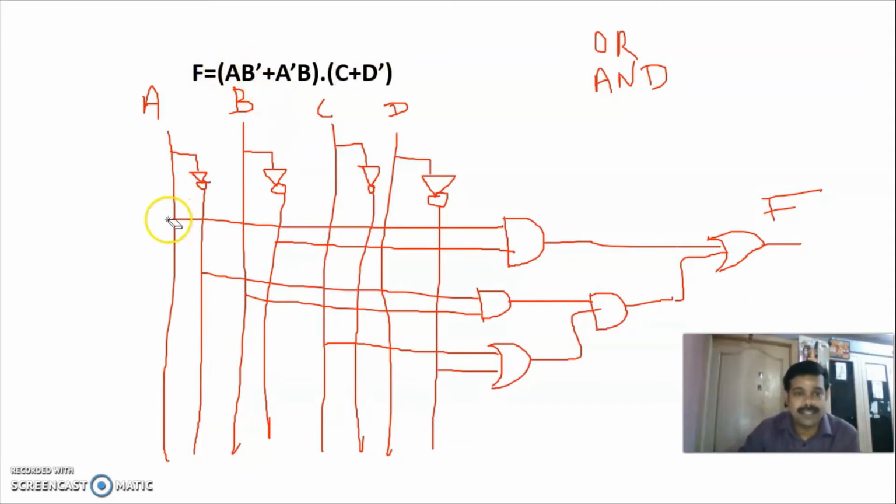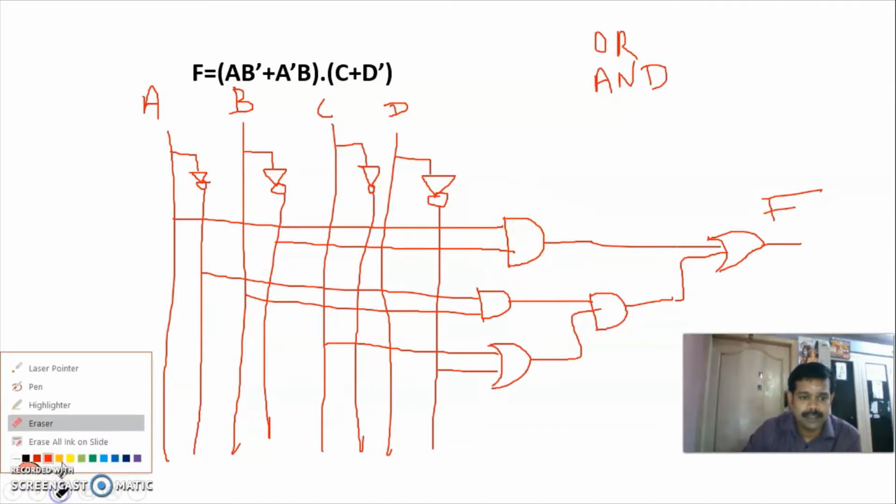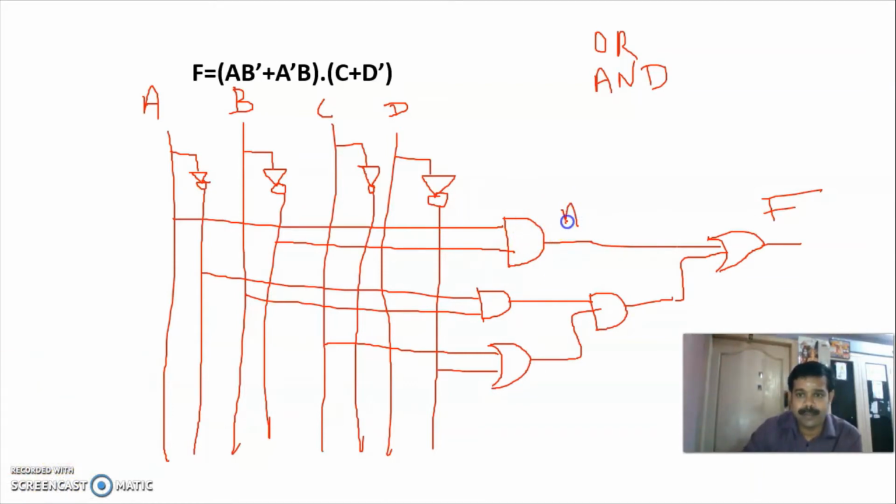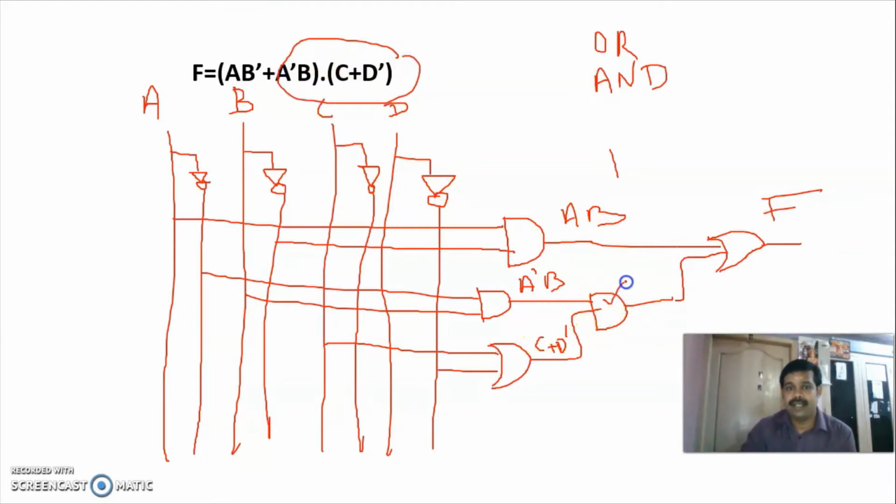Okay. So this is the expression. The first one is A B bar. This is A B bar. Next one A bar B. This is A bar B. And this is C plus D bar. This output is nothing but A bar B into C plus D bar. Okay. So this is the output of this AND gate. Then we have to add this output with the A B bar. So we are giving it to an OR gate, and we have got the output F. Okay, this is the implementation.